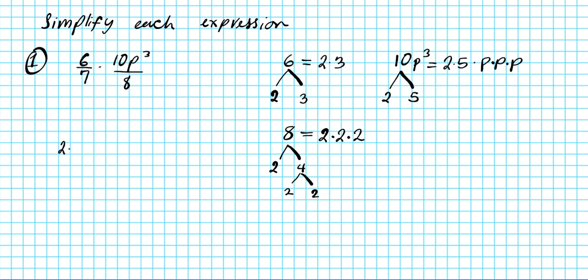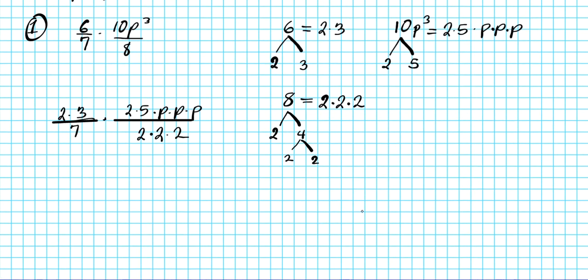So 6 becomes 2 times 3 divided by 7 times, let's write 10p to the third in its decomposed form. 10p to the third is going to be 2 times 5 times p times p times p. And then 8 can be written as 2 times 2 times 2. All right. Now what we can do is we can reduce and then multiply, or we can multiply and reduce afterwards. So to keep my work organized and avoid making mistakes, I'm going to multiply first and then reduce, okay?